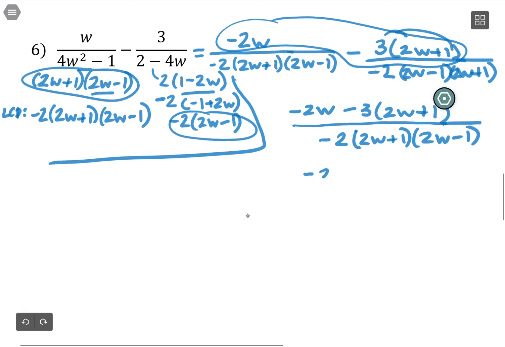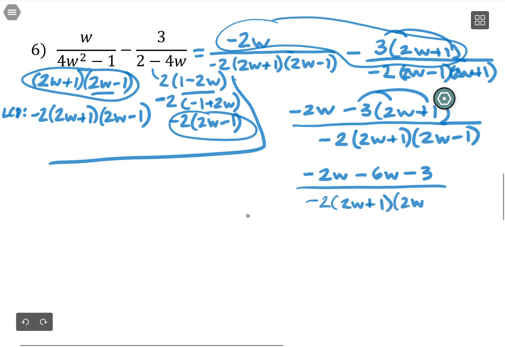So now I'll go ahead and distribute the -3. I see -2w minus 6w minus 3 over -2 times 2w plus 1 times 2w minus 1. And I have some like terms on the top. So I have -8w minus 3 over -2 times 2w plus 1, 2w minus 1. And this is a good answer.